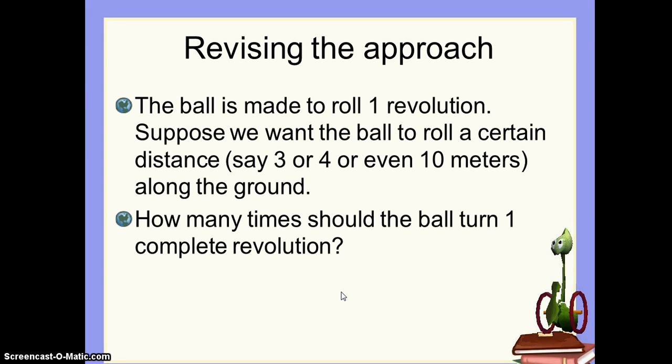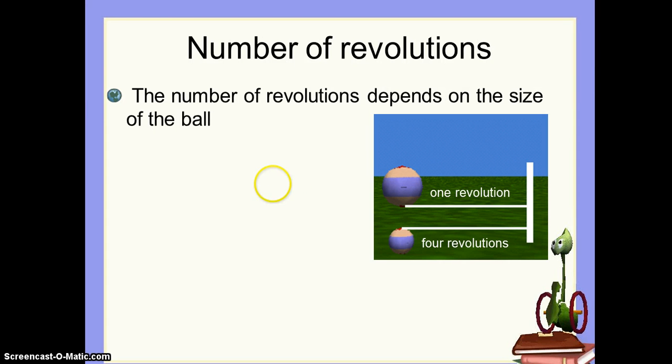As you think about it, think about the size of the balls. If you were rolling a bowling ball versus a ping pong ball and you wanted both of them to go 3 meters, how would their motion look different? What would be different about how many times the ping pong ball rolled versus how many times the bowling ball rolled? So, as you might have figured out, it depends on the size of the ball.